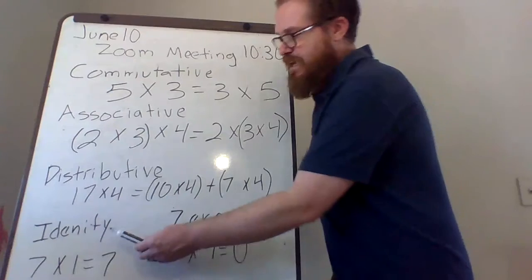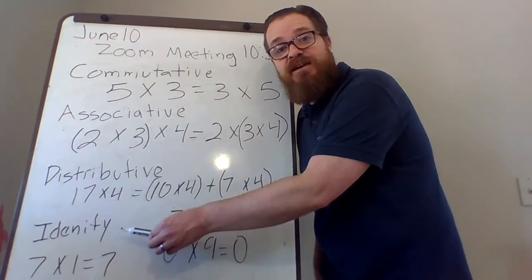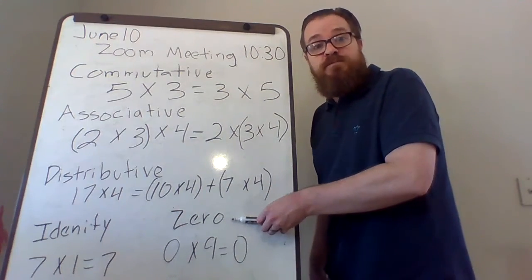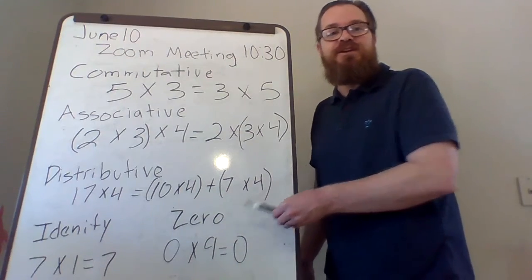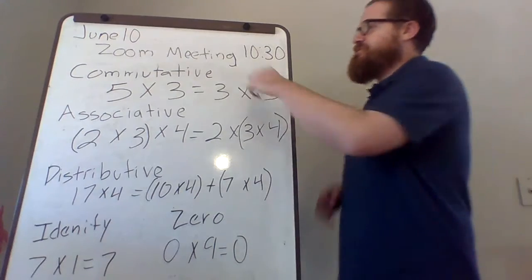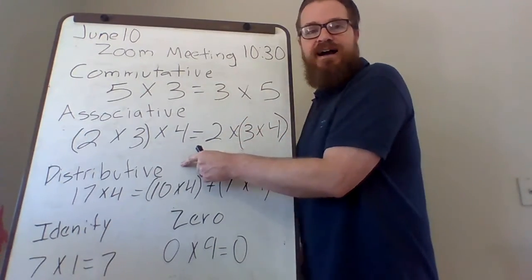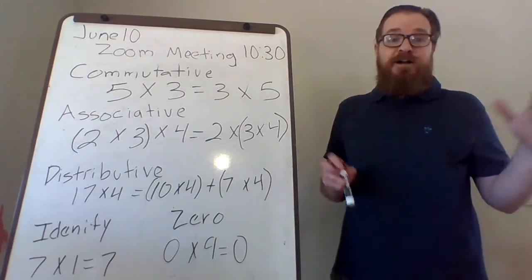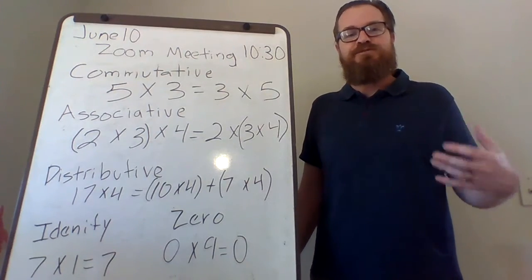So that's the identity. Identity is when you multiply by 1, you get the same answer. Any number times 1, you get the same answer. The 0 property is you multiply by 0, you get 0. And that's it. All right? Really simplest property that there is. Okay, so commutative, associative, distributive, identity, and 0. Those are all the properties. There's no more to go for multiplication. Okay, so if you understand those, you get it.